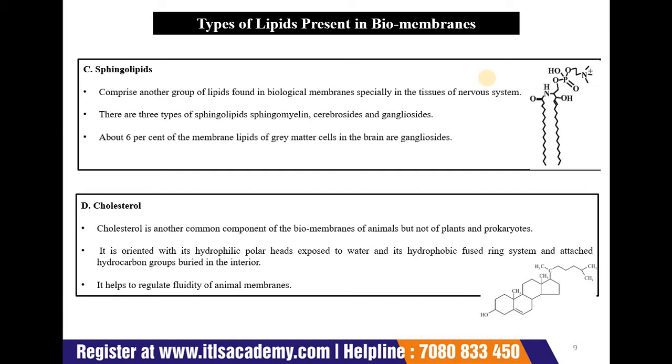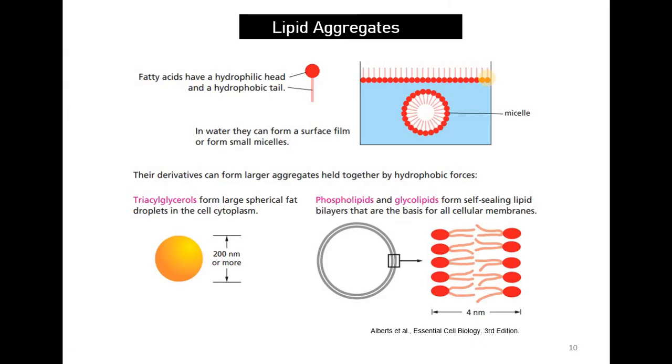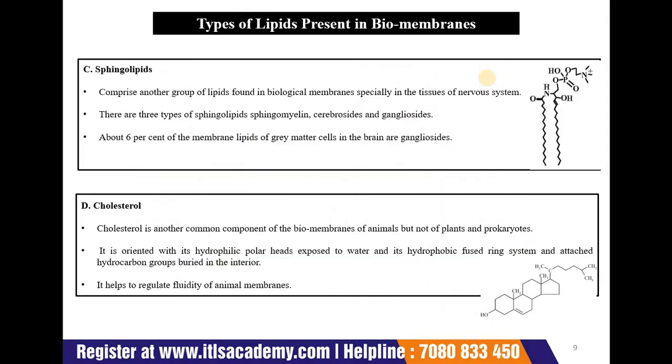Now the fourth type of lipid present in biomembranes is cholesterol. It is the third major lipid, a compact rigid hydrophobic molecule. It is another common component of the biomembranes of animals, but not of plants and prokaryotes. It has a polar hydroxyl group at the C3 carbon. It is oriented with its hydrophilic polar head exposed to water, and its hydrophobic fused ring system, which is attached to hydrocarbon groups, buried in the interior. It helps to regulate the fluidity of animal membranes.